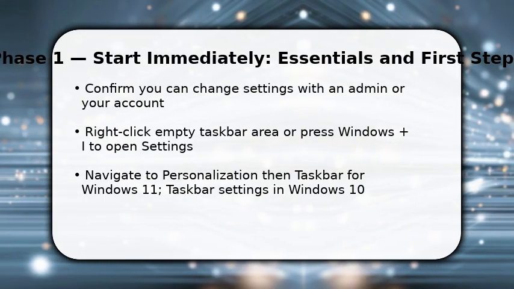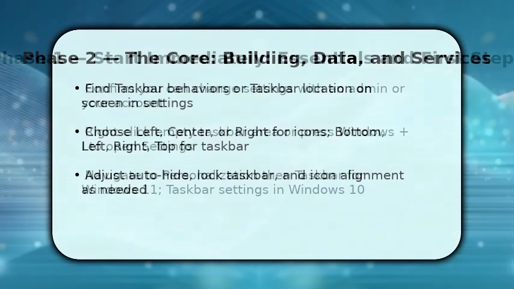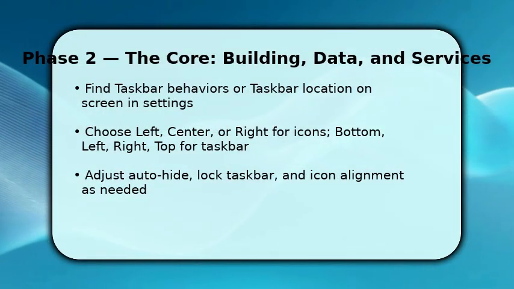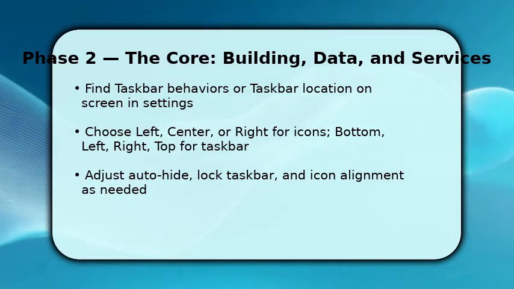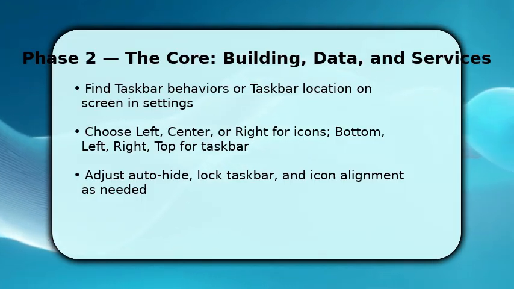Make sure you have any open windows minimized so you can see changes immediately. Once inside Taskbar Settings, locate Taskbar Behaviors or Taskbar Location on screen, depending on your version. You can choose icon alignment like left or center, or change the entire taskbar to bottom, left, right, or top. Select the option that fits your workflow.